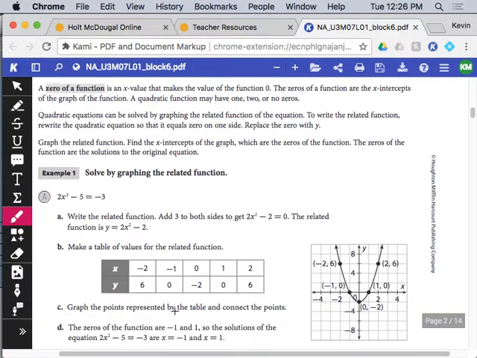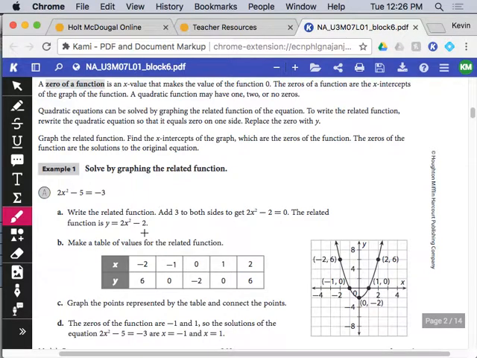And that's exactly what it says here in your book. It says step A is to write the related function. We add 3 to both sides to get 2x squared minus 2 equals 0. And the related function is this left-hand side, 2x squared minus 2. Okay? So what I have here is a function that equals 0. And if I'm going to graph it, the solutions of this equation are the zeros of the function. Okay, now let me say that a little bit more clearly. The zeros of this function, when I graph it, are when the function is equal to 0.